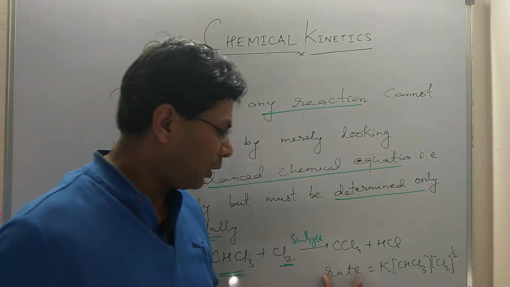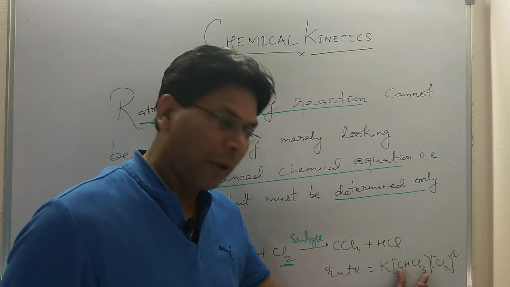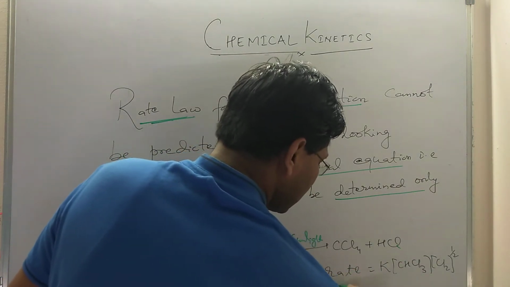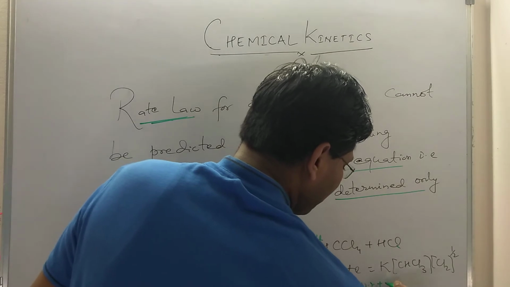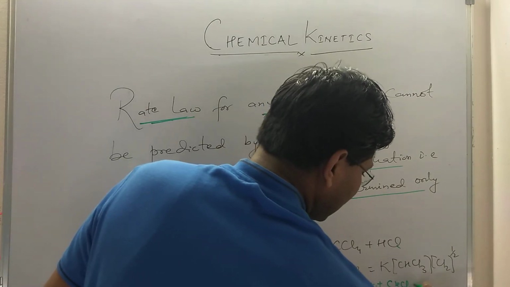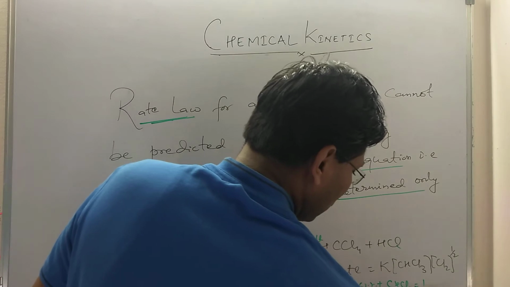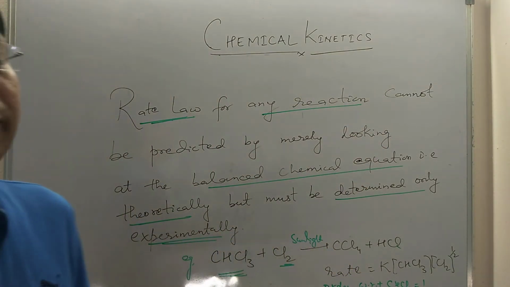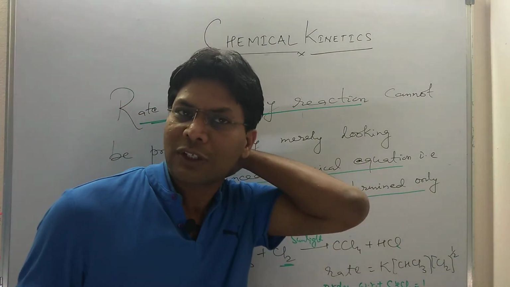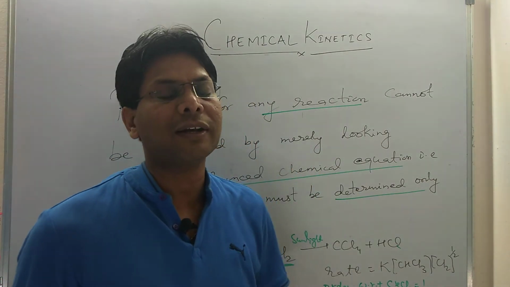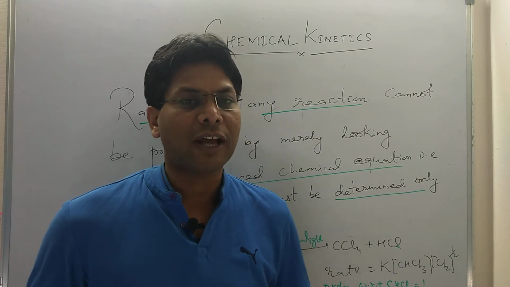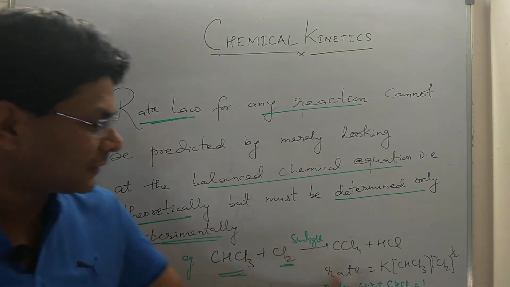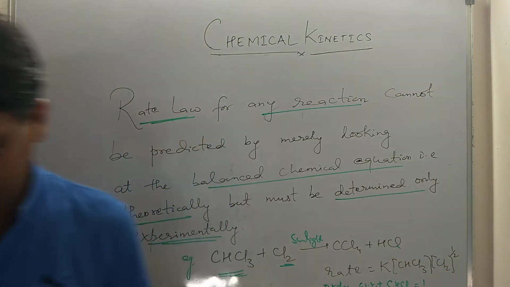So the overall rate of this reaction depends on the 1st power of chloroform but the half power of chlorine. So the order with respect to chloroform is 1, but with respect to chlorine it is only half. That means the overall order is 1.5. I am going to discuss the topic of order also. Order is experimentally determined. It can be negative, positive, a fraction, or 0 also. So for this reaction the overall order is 1.5.